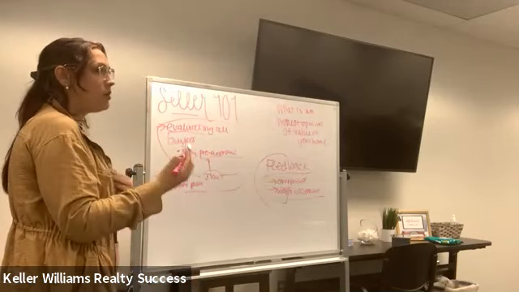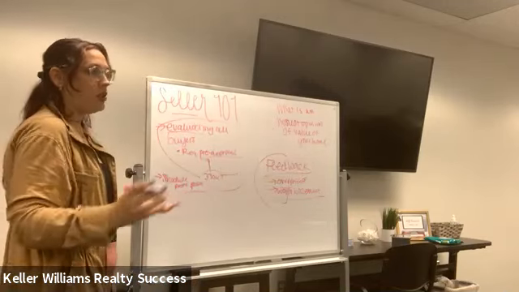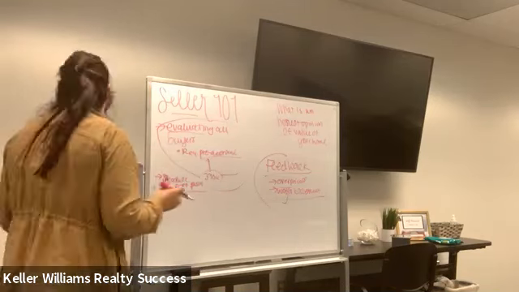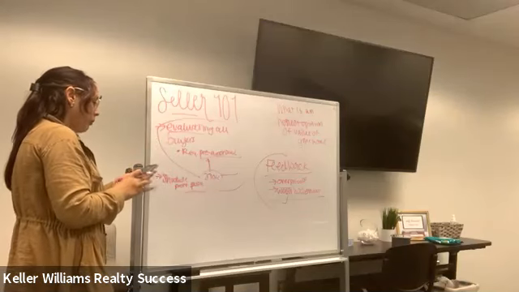One listing in one neighborhood, circle prospect. That's all you should be doing when you have one listing: circle prospecting, circle prospecting, circle prospecting. We'll talk more about that tomorrow.